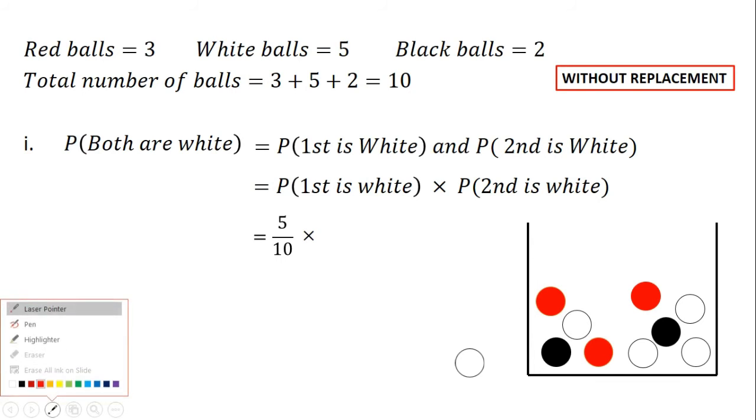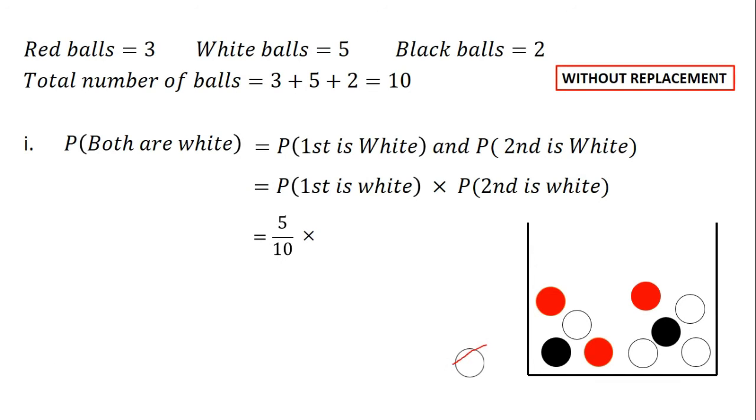So after we have selected the first ball as we have done here, we are not going to drop this ball into the box. We will keep it out of the box. Then we will go ahead and select the second ball from the box. So before we select the second ball, we can see from here that the total number of balls in the box has reduced to 9. Because we have already taken 1 white ball from the box, the number of white balls has also reduced to 4. So probability that the second is white will give us the number of white balls in the box at this moment, which is 4, divided by the total number of balls in the box at this moment, which is 9.